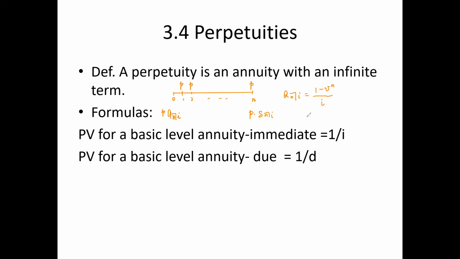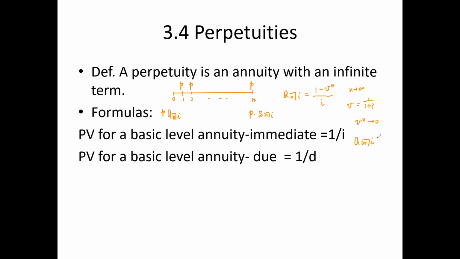And now we have n going to infinity because we have infinitely many payments. So we're going to let n go to infinity. v equals 1 over 1 plus i. You raise the power by n, and when n goes to infinity, v to the n goes to 0. So the present value of a basic level annuity immediate is 1 over i. Okay, that's the formula. It's 1 over i.